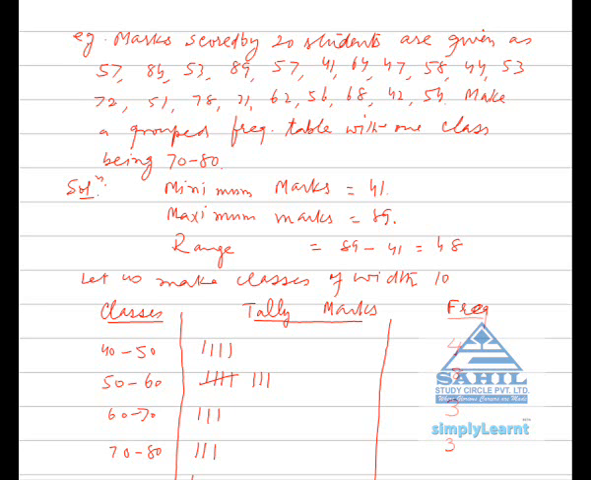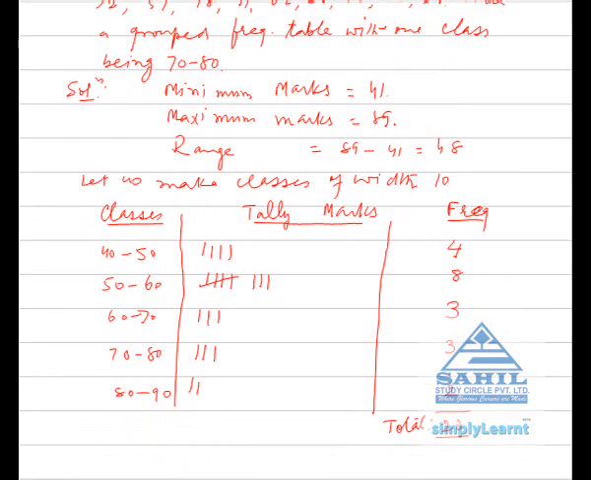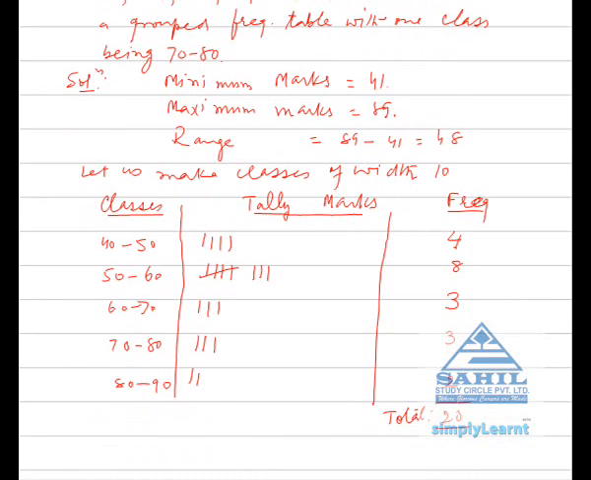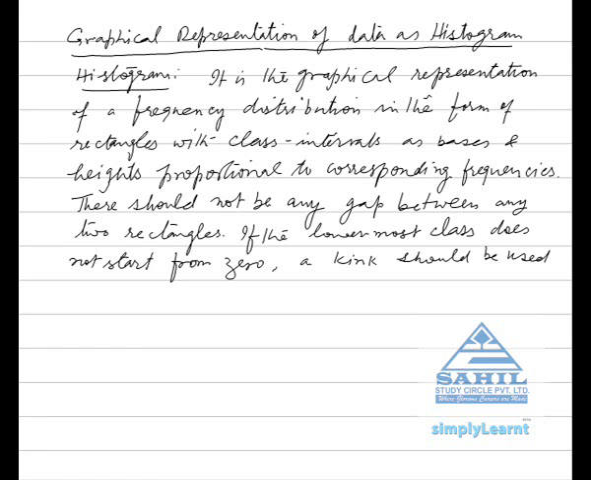Let us make classes of width 10. So first class will be from 40 to 50, then second 50 to 60 and so on up to 80 to 90. We put the tally marks in the corresponding classes. In the end, we count the frequencies, which come out to be 20, and it tallies with the number given in the whole data.